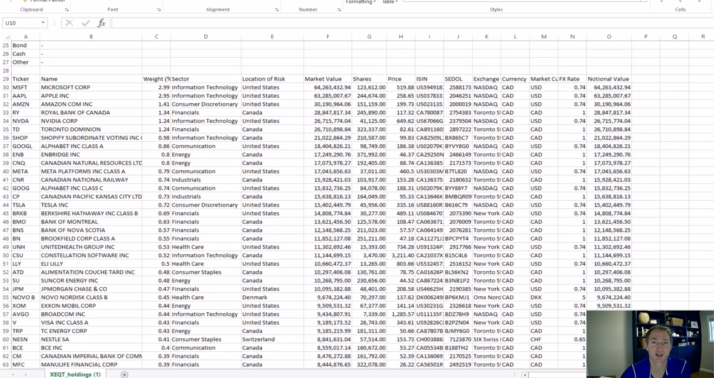So you can see Microsoft would be 2.99% of your portfolio. So that means if you invested $10,000 into XEQT, $299 goes to Microsoft, $295 goes to Apple, $141 goes to Amazon, and so on. So you put in the $10,000, and behind the scenes, someone is distributing all of your money into all of these different companies for you.